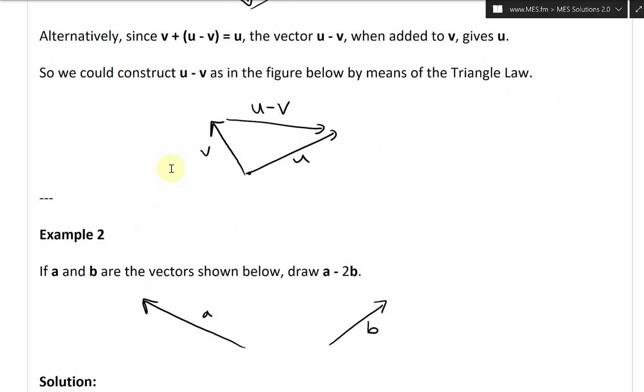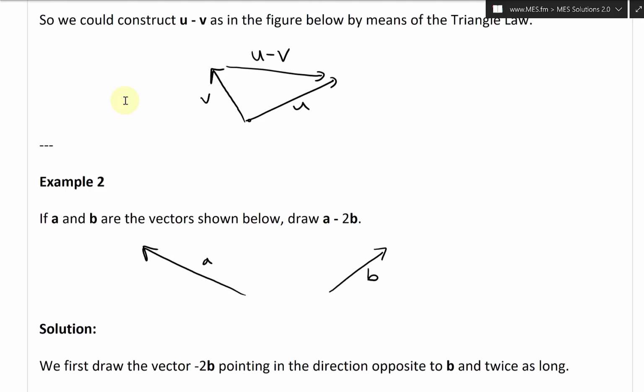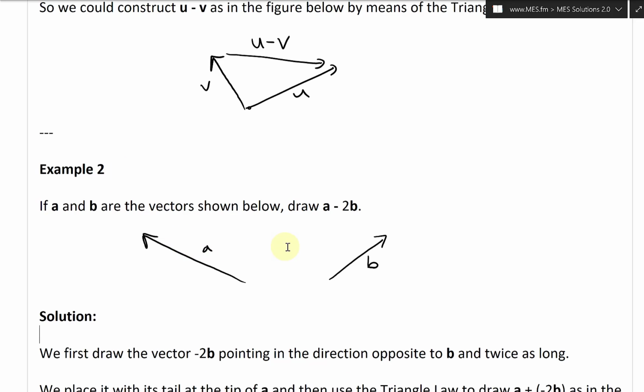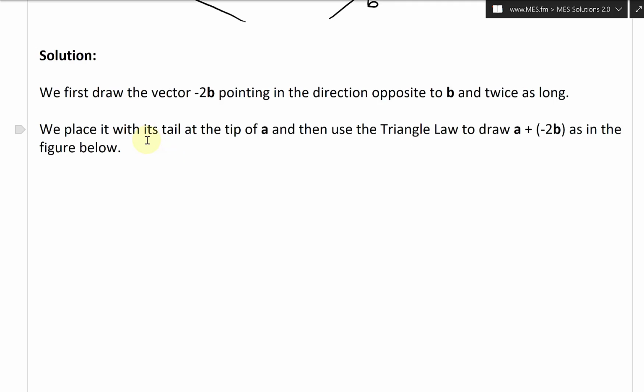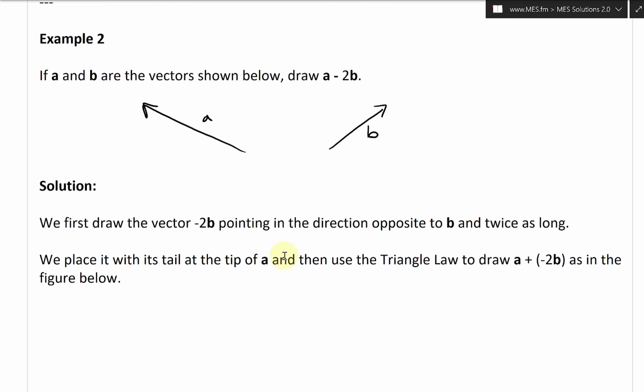All right, so now let's continue further and look at example 2. If a and b are the vectors shown below, here's a, here's b, we're asked to draw a minus 2b. Solution: we first draw the vector negative 2b pointing in the direction opposite to b, and twice as long. We place it with its tail at the tip of a, and then use the triangle law to draw a plus negative 2b as in the figure below.